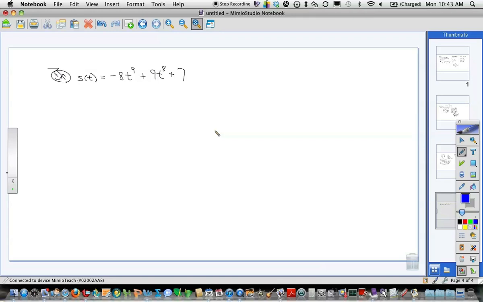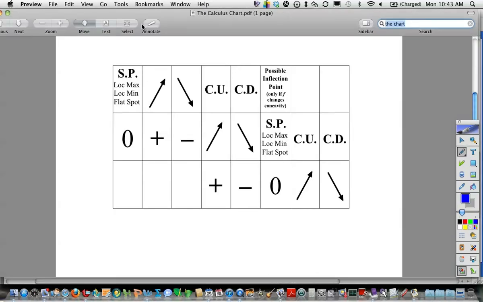All right, this time the question is different. It talks about local max and mins. That's a whole different question. Now we're talking about the chart. Okay, when does a function have a local max or min? When the derivative is 0, and when the derivative changes from positive to negative.